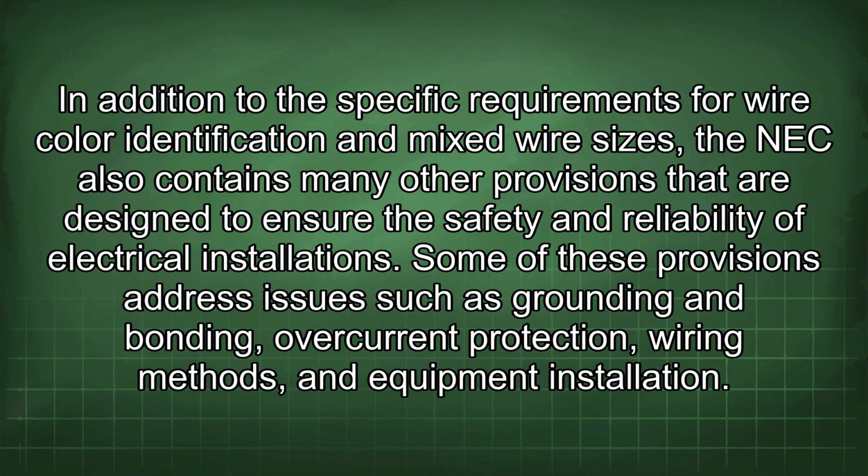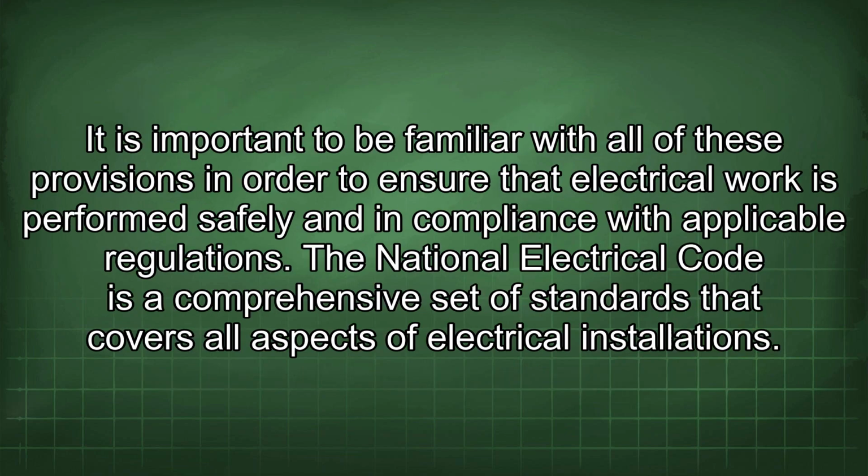In addition to the specific requirements for wire color identification and mixed wire sizes, the NEC also contains many other provisions that are designed to ensure the safety and reliability of electrical installations. Some of these provisions address issues such as grounding and bonding, overcurrent protection, wiring methods, and equipment installation. It is important to be familiar with all of these provisions in order to ensure that electrical work is performed safely and in compliance with applicable regulations.